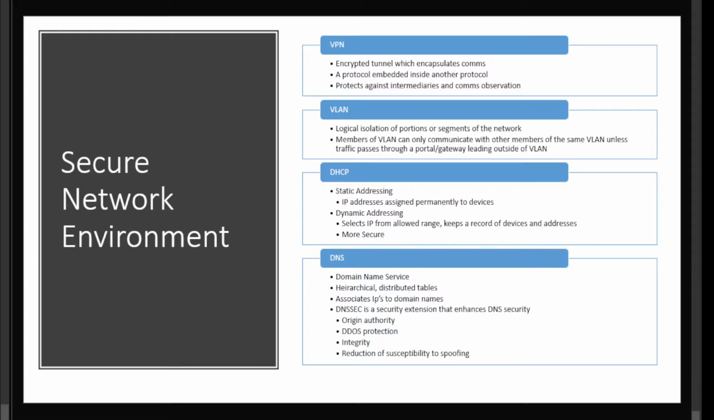A VLAN is a logical isolation of portions or segments of the network. Members of a VLAN can only communicate with other members of the same VLAN unless traffic passes through a portal or gateway that leads outside of the VLAN. DHCP involves static addressing, where IP addresses are assigned permanently to a device, or dynamic addressing, which selects IPs from allowed ranges and keeps a record of devices and addresses. It's more secure to use dynamic addressing.